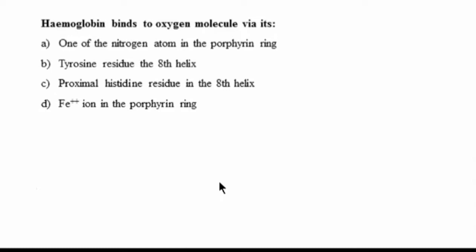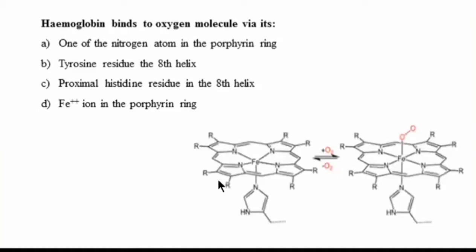Our next question is, hemoglobin binds to oxygen molecule via its. The part of hemoglobin molecule that binds to oxygen is called the heme group. The heme group is a prosthetic group in the hemoglobin protein. The heme group consists of an organic compound and the central iron atom. The organic component is called protoporphyrin and is made up of 4 pyrrole rings. The iron atom lies in the center of the protoporphyrin bonded to the 4 pyrrole nitrogen atoms.